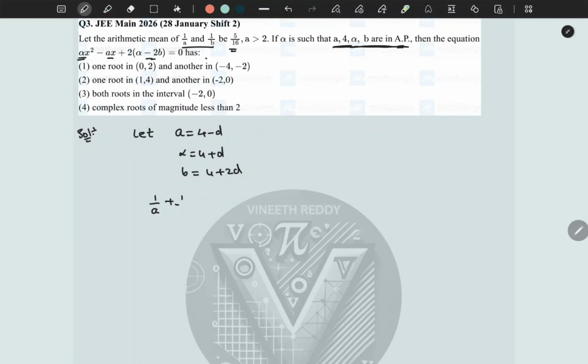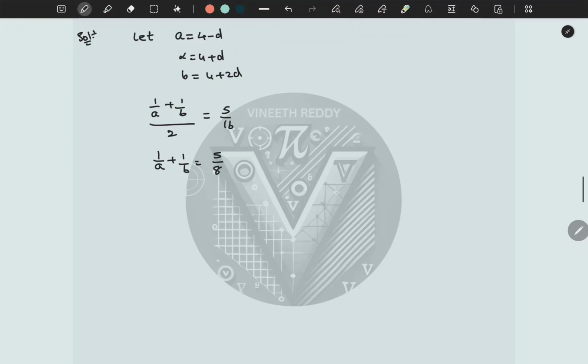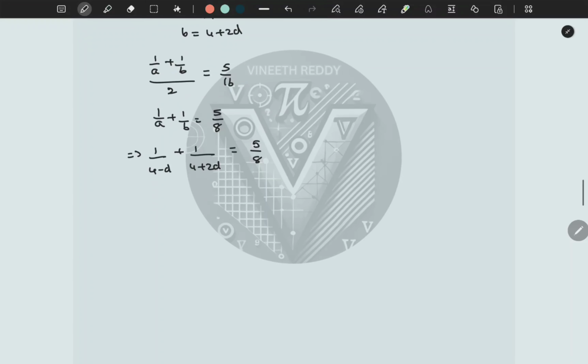That means (1/a plus 1/b) divided by 2 is 5 divided by 16. That means 1/a plus 1/b will be 5 divided by 8. I hope you have understood this. And a is simply 4 minus d, and b is 4 plus 2d. So students, you should appreciate this point. Why did we write everything in terms of d? So that we get a single equation in terms of d and we can easily find d, right?